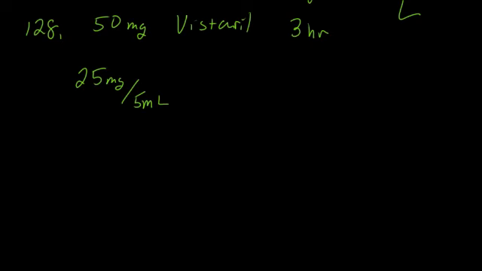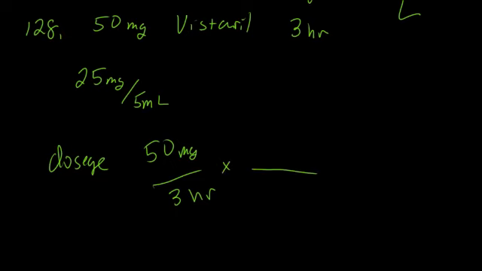Okay, so dosage, 50 milligrams every 3 hours, but we have what? We have 25 milligrams for every 5 milliliters. Now, remember, this is just dimensional analysis. Milligrams on top, hours on the bottom. We need this in what? The answer needs to be volume, right? All right, so we need this in milliliters per every 3 hours.